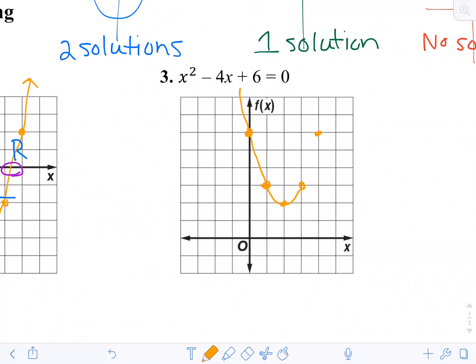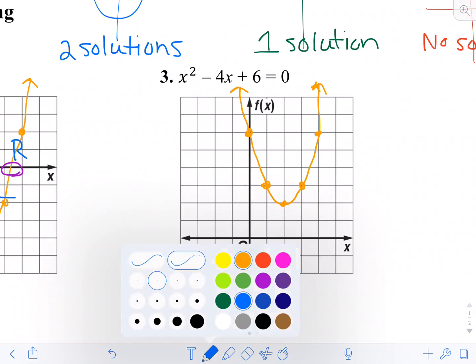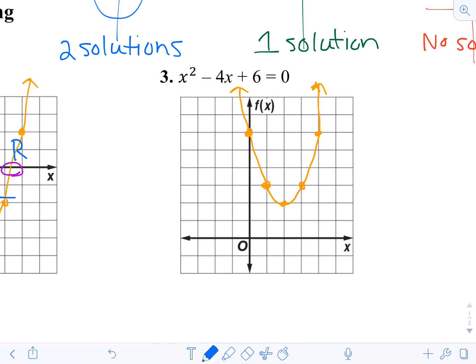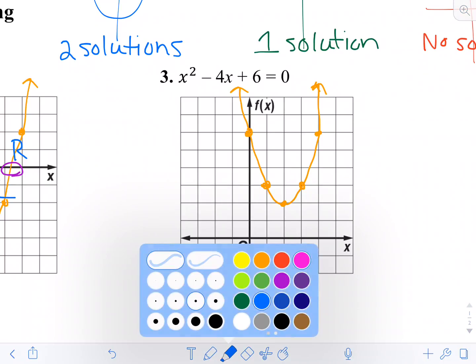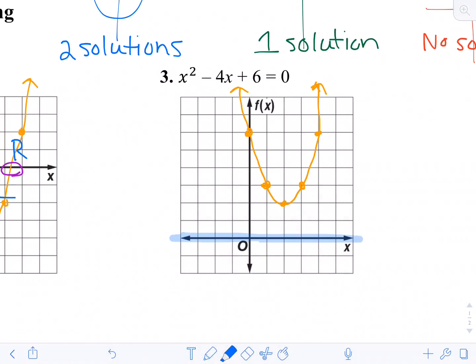So here's my parabola, my quadratic equation graphed, and on this one, I already know my answer because neither one of these crosses the x-axis, because this is where you always look. Since it didn't cross the x-axis, your answer here is no solution.